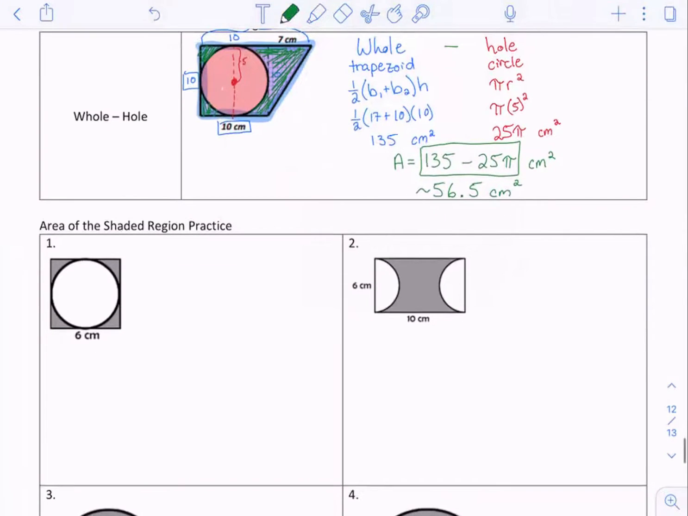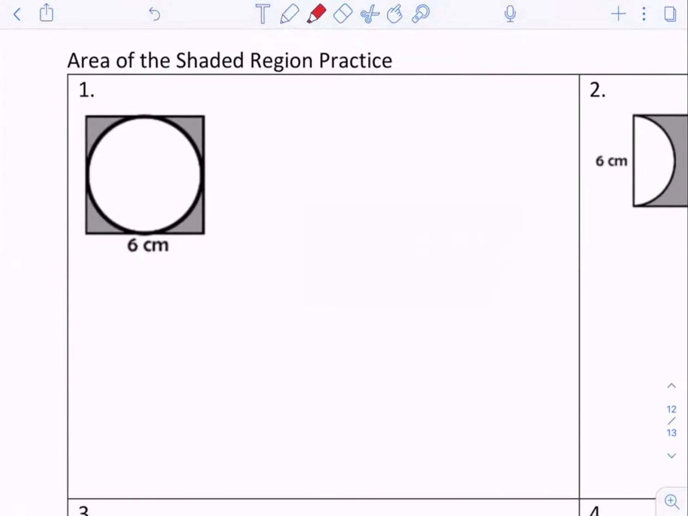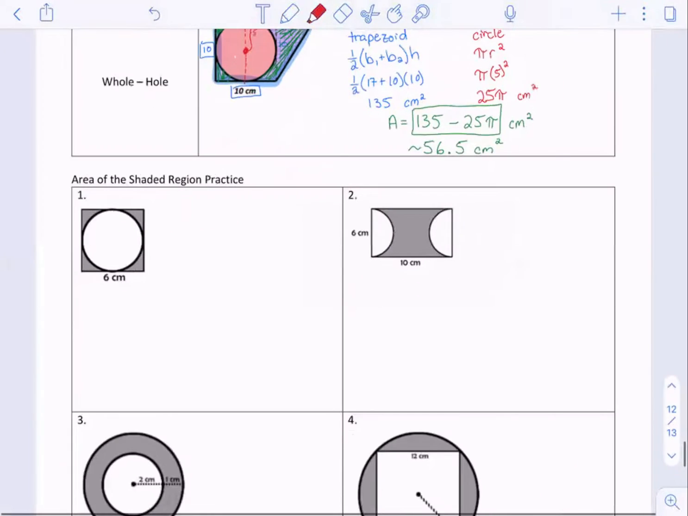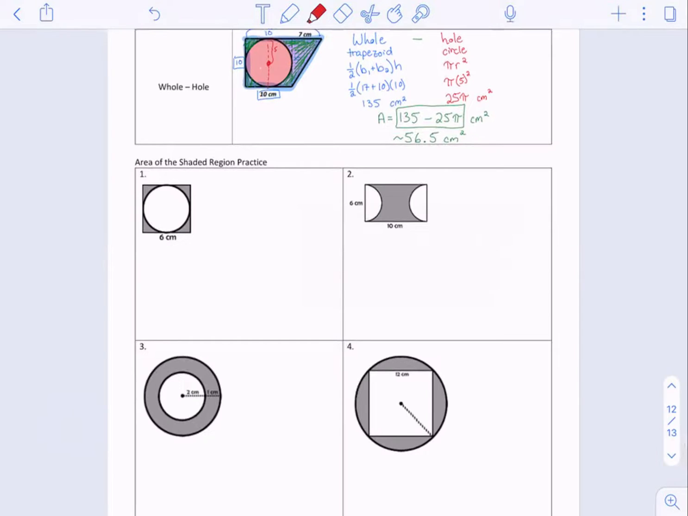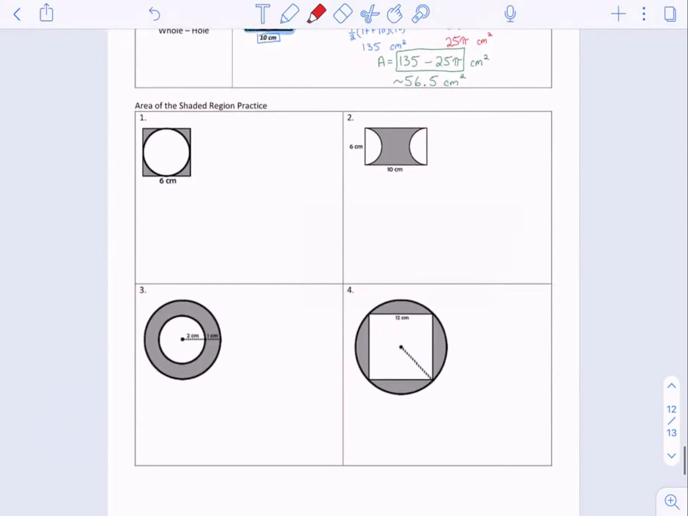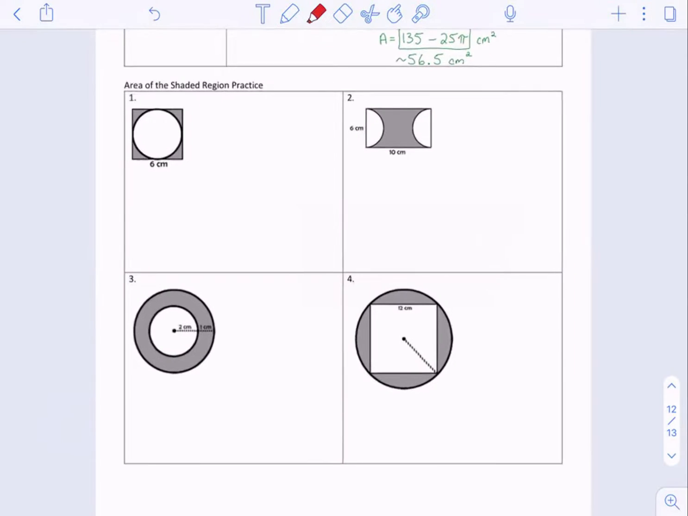So let's just peruse through some of the examples below. I think 1 is easy. 2 is just a rectangle minus a circle, right? If we put those two semicircles together, we'd have one full circle. 3 is a circle minus a circle. 4 looks like a circle minus a square.